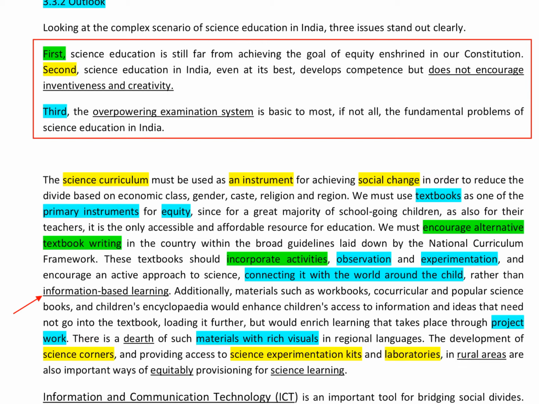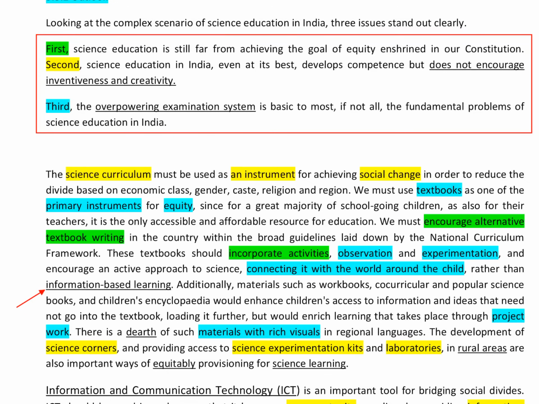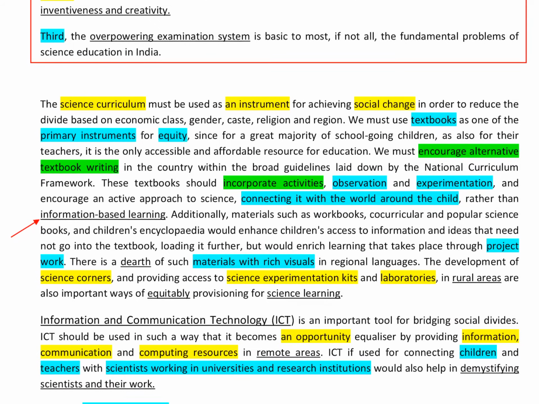And textbooks are a very important instrument for equity. And equity means it can be utilized equally by the majority of school-going children. So NCF 2005 also finds that there must be encouragement for writing alternative textbooks, incorporating lots of activities, observation and experimentation, connecting it with the world around the child.